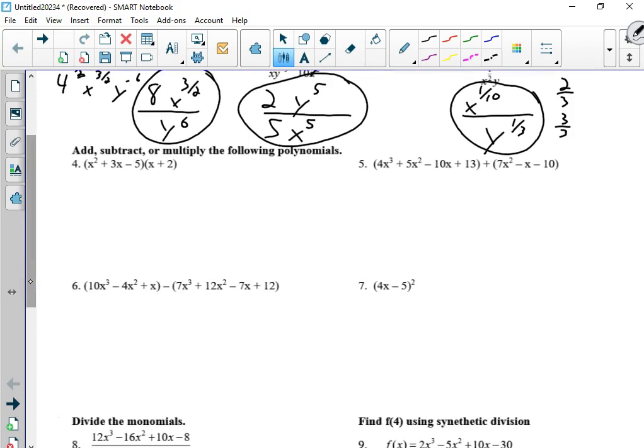Add, subtract, or multiply the following polynomials. You get to do what you always want to do here because notice there's no plus sign or minus sign there. We are supposed to distribute, multiply. So x times x squared, x to the 1, is going to give me x cubed. 3x becomes 3x squared. And negative 5 is just going to join with the x.